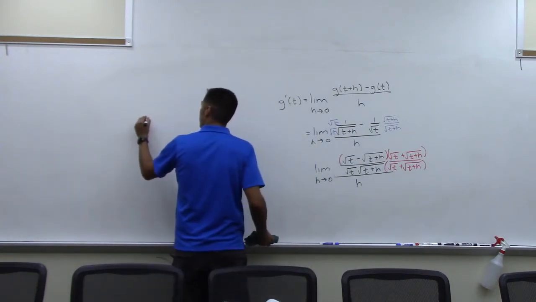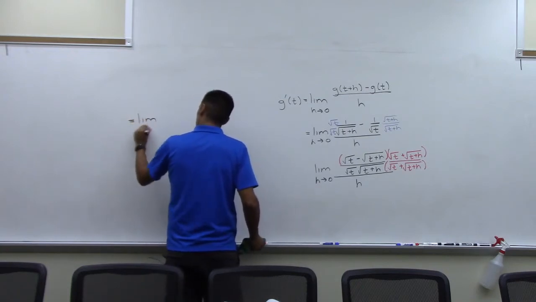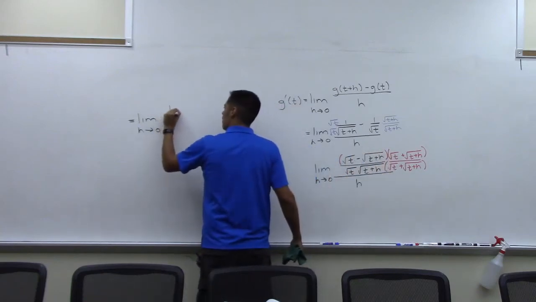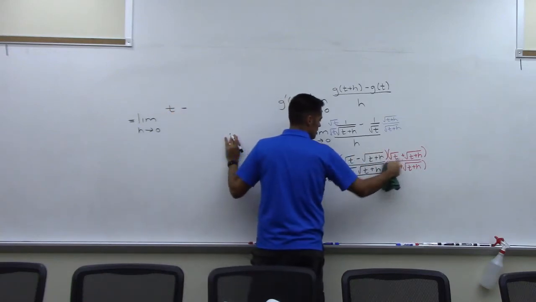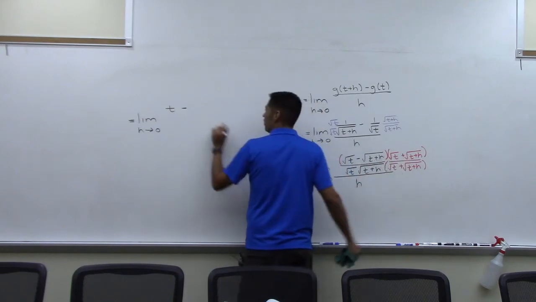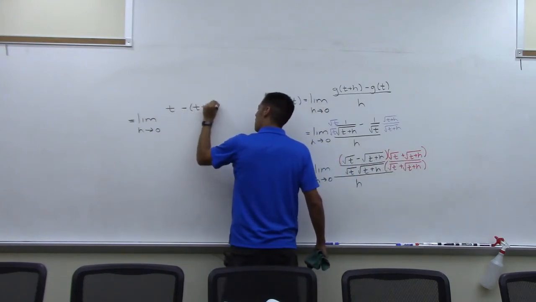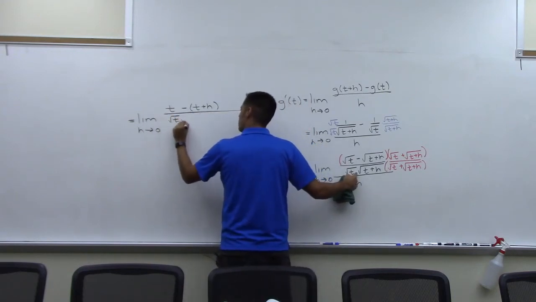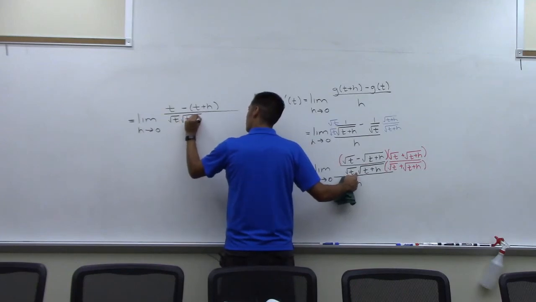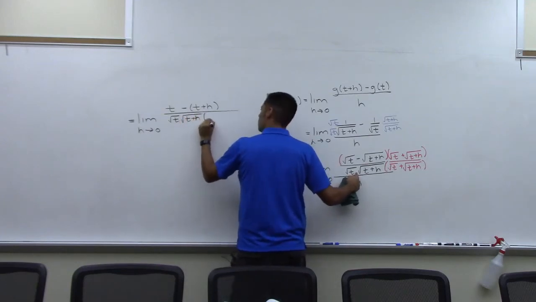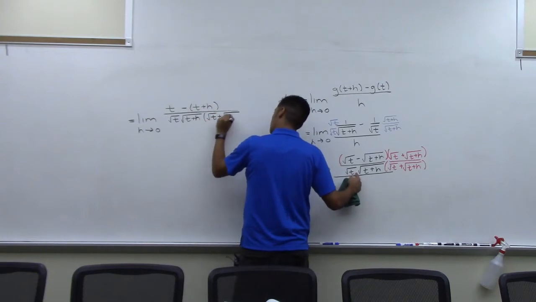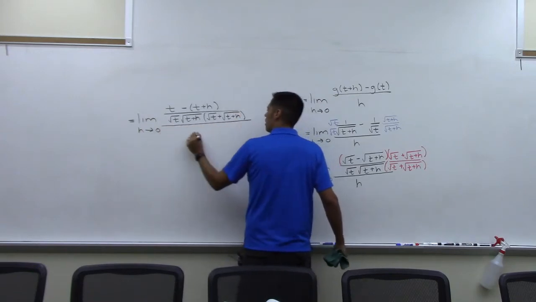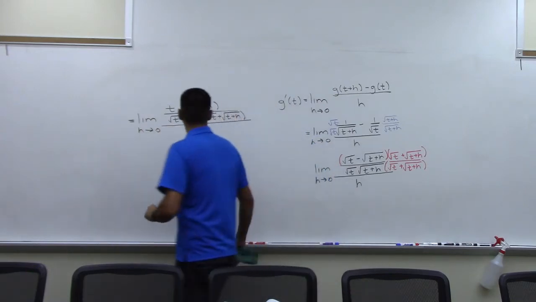This equals the limit as h goes to 0. Now, when I do this, I'm going to get t minus, because with minus and plus the middle terms are gone, whatever was underneath that root, so t plus h. Then over, look at this nasty thing, root t times root t plus h times, in parentheses, root t plus root t plus h. All of this over h. And good things are about to happen.